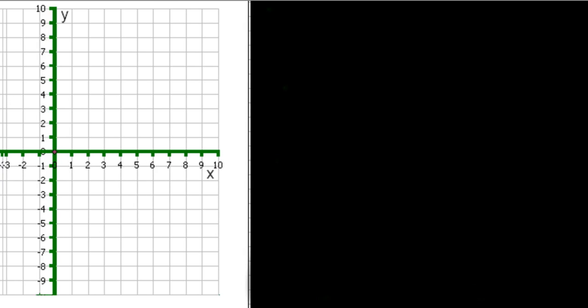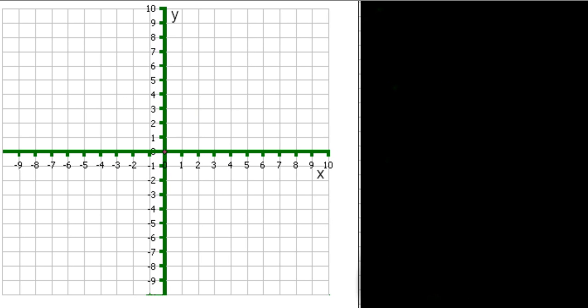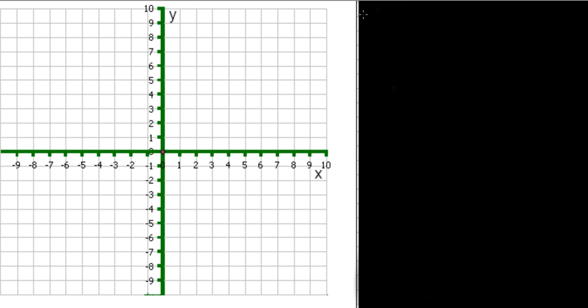Now we're going to look at an example of graphing linear equations using only intercepts. So we have the equation 2x minus 4y equals 8. We want to do something similar to what we did in the last example and find the x and y intercepts. So let's start by finding the x-intercept. In order to do that, if you remember, we have to plug in 0 for y and solve for x. So 2x minus 4 times 0 equals 8.